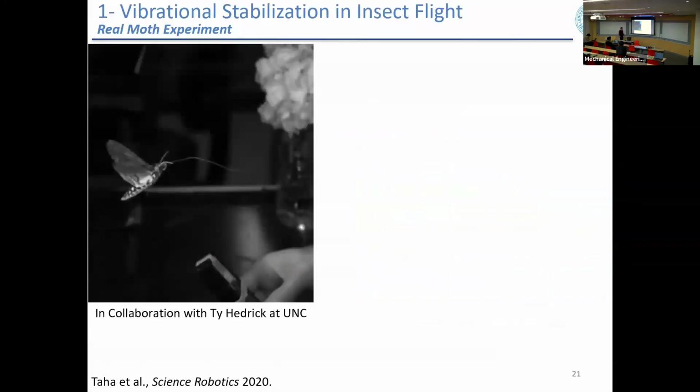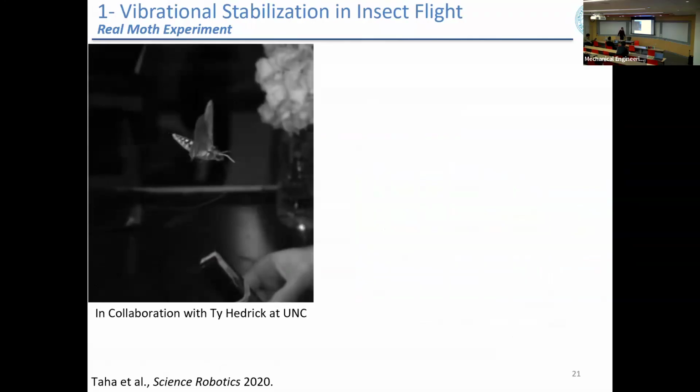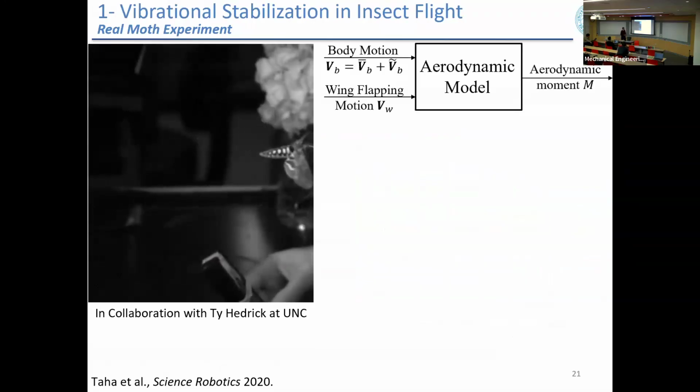Then we said, okay, good. Let's now do our last test and call our biology expert, Professor Ty Hedrick at University of North Carolina. He had an experiment with a real moth hovering over an artificial flower, and he shoots the moth. He actually tortures the insect. And he has high-speed video cameras around, so he can give us the flapping motion and body motion.